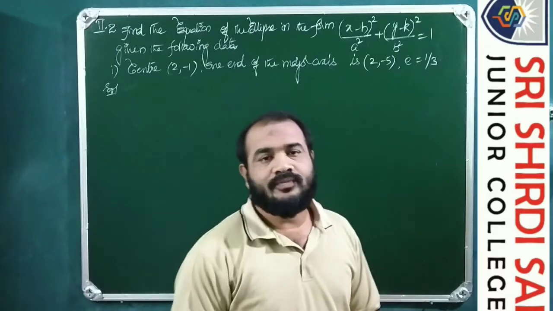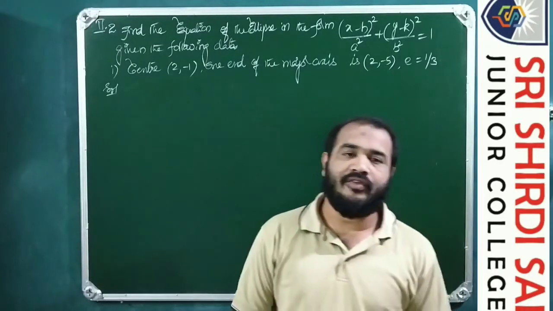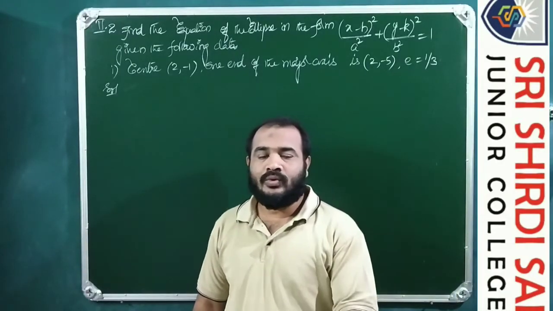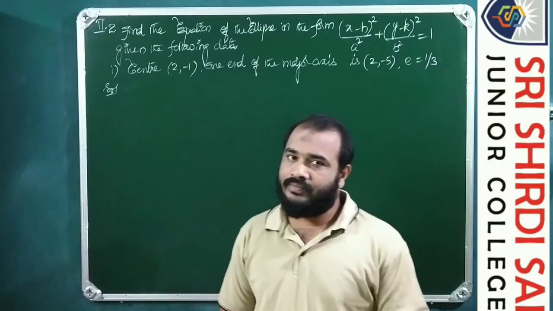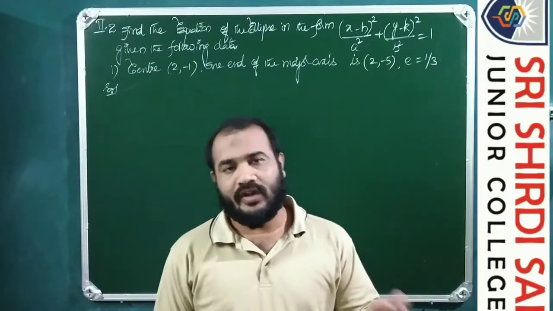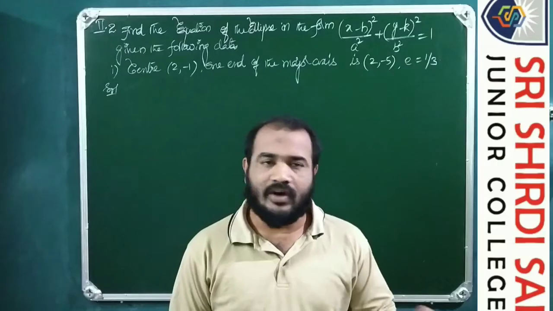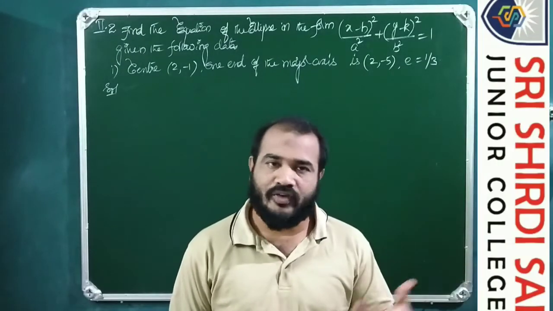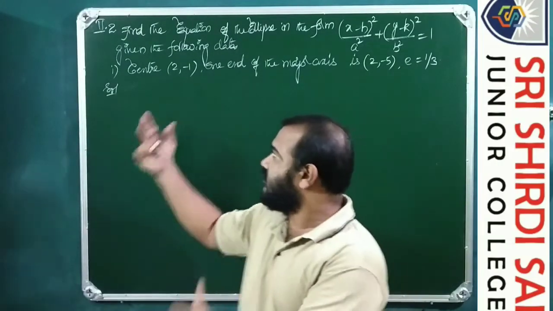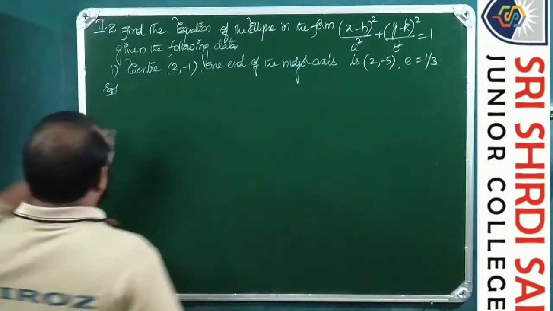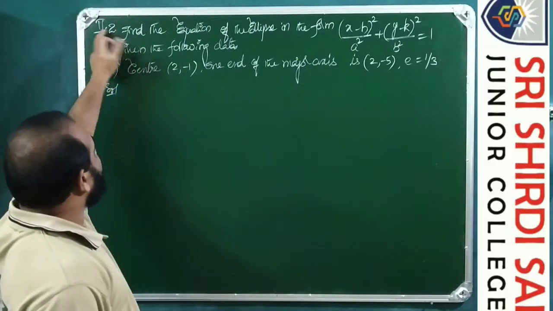Good morning, students. Let us continue from where we have stopped. So in the previous class we started exercise 4A. The first Roman numeral we have completed, and in the second Roman numeral a few problems we have worked out. Let us see the second question from the second Roman numeral.